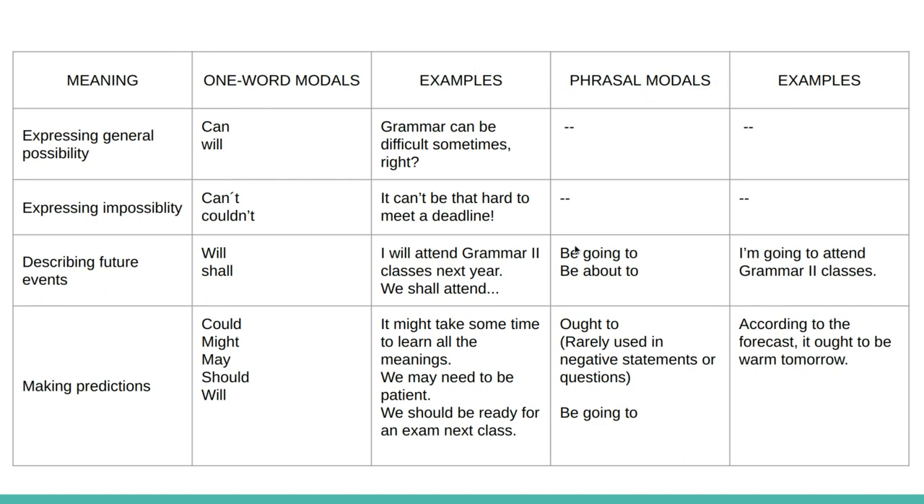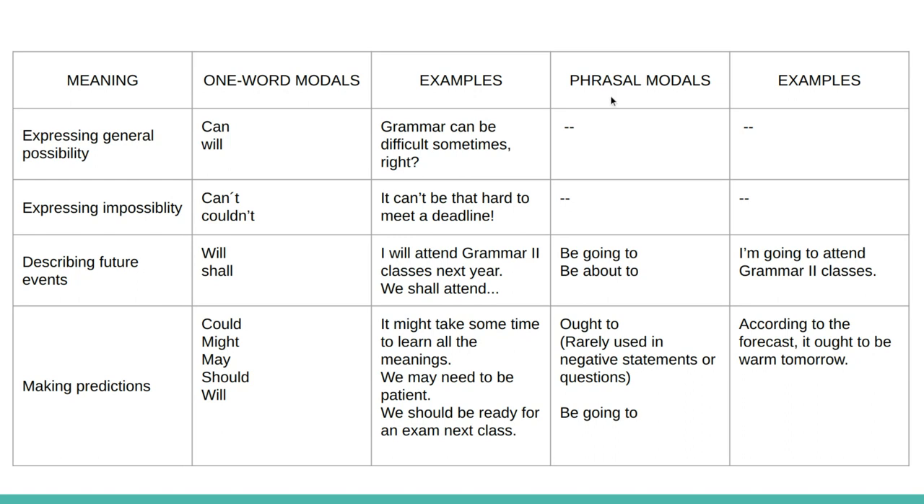Phrasal modals, it's a combination of auxiliaries sometimes, be most of the times, another verb or another particle, okay? So for example, whenever we are describing future events, we could use will, okay? An example is, I will attend grammar 2 classes next year. And the first modal that is equivalent in meaning, describing a future event, is be going to, okay? I am going to attend.